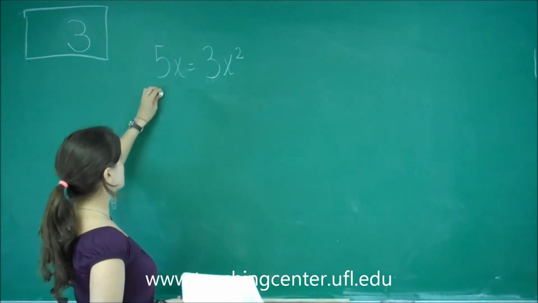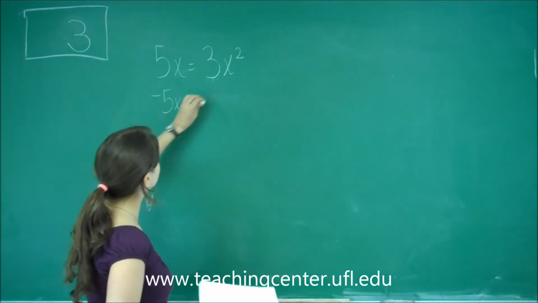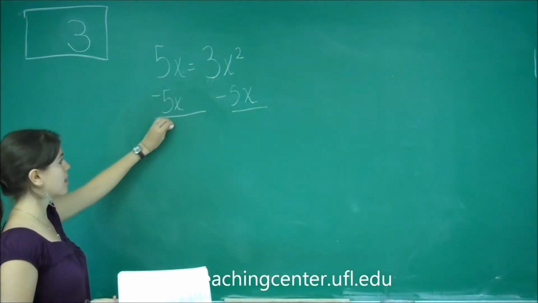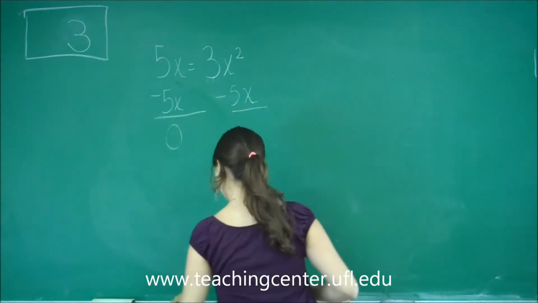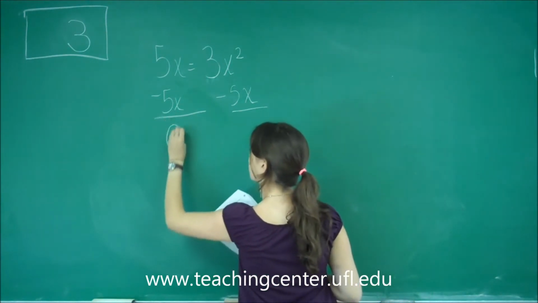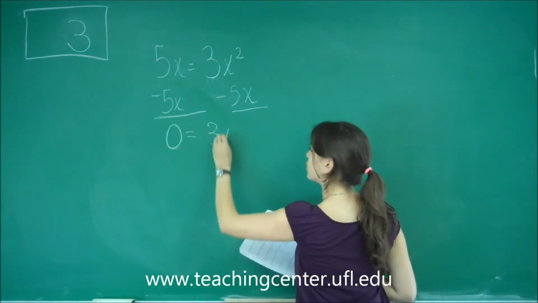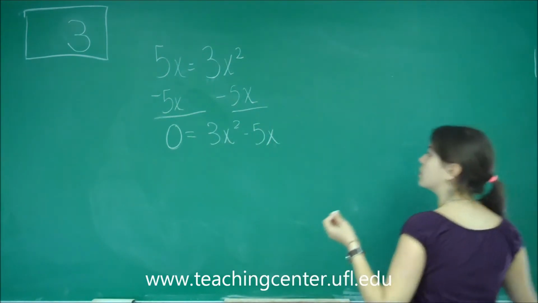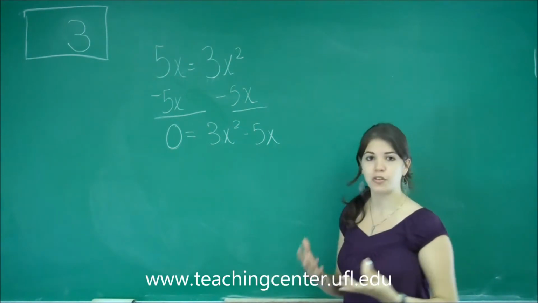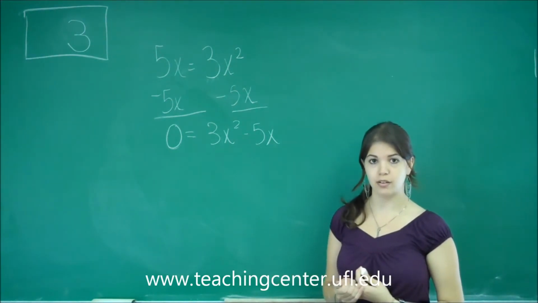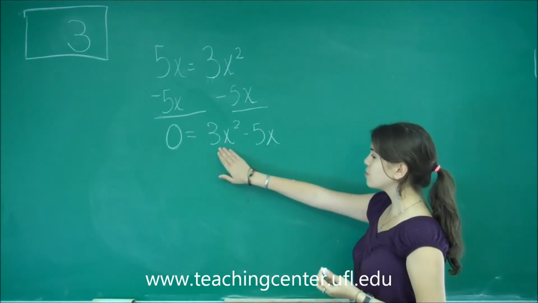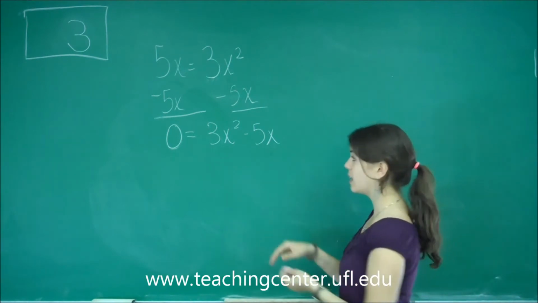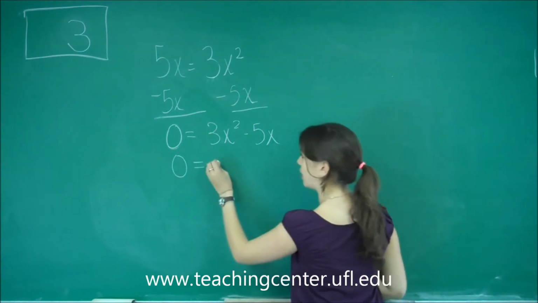So I'm going to choose to subtract 5x from both sides, so that I can eliminate 5x on this side, so I get 0 equals 3x squared minus 5x. And so now I have to find some sort of factoring pattern in order to solve for the x. So I see that both of these terms have an x, so I could take that out. It's called factoring it out.